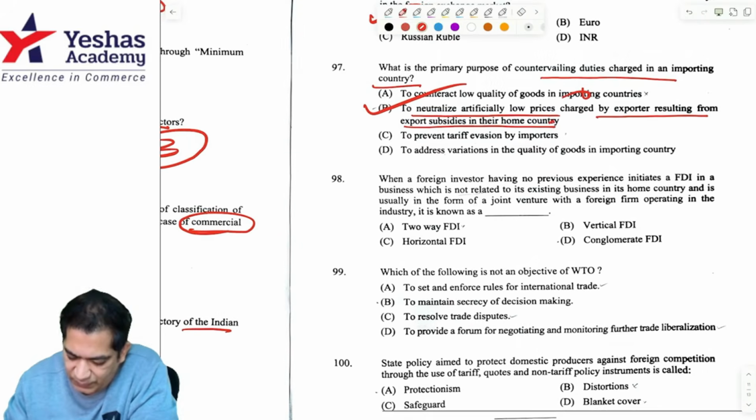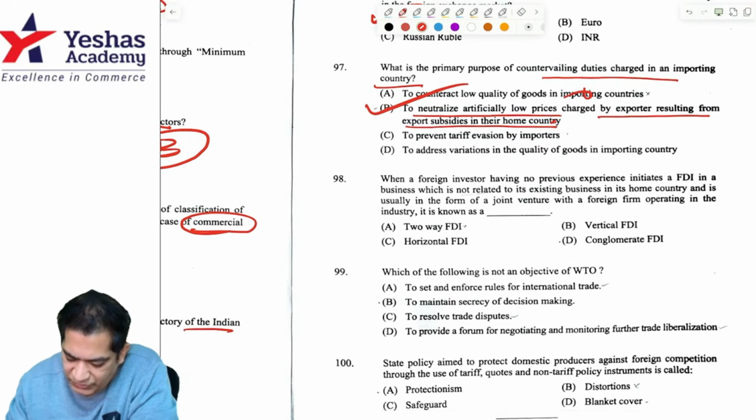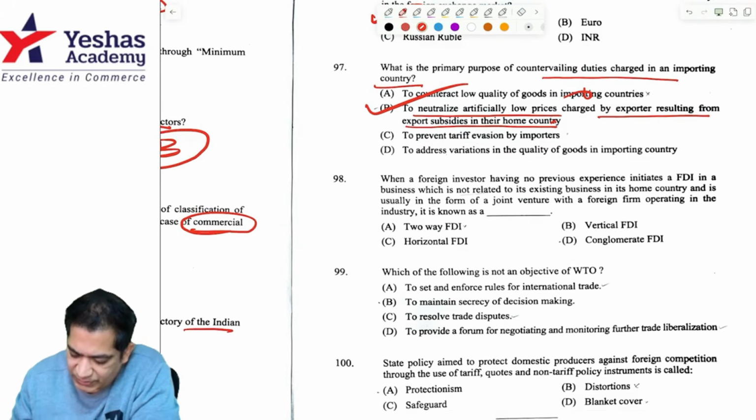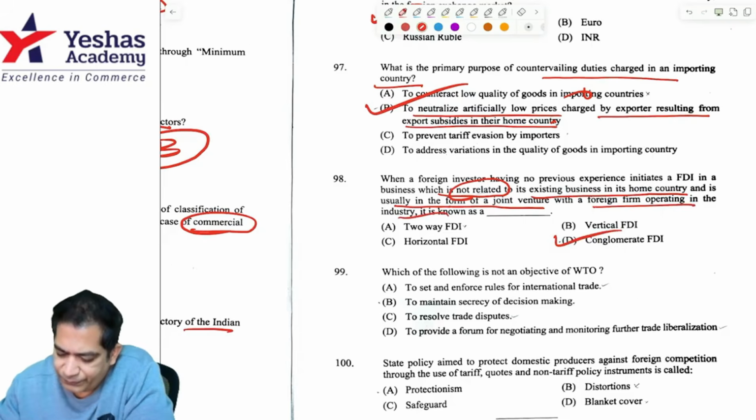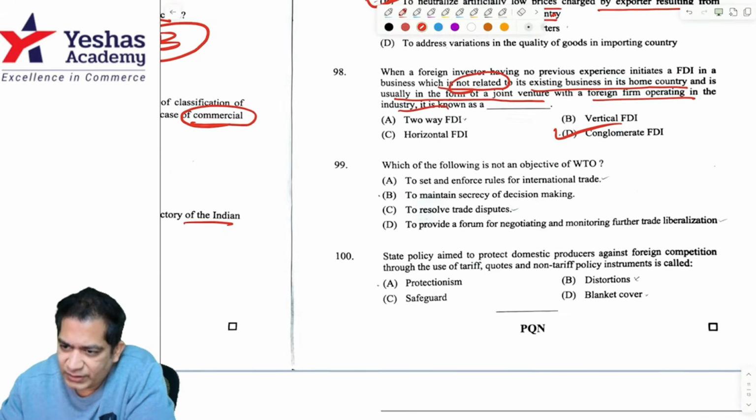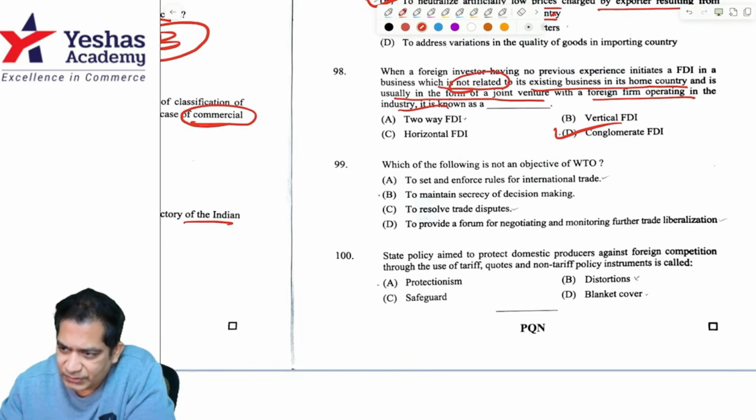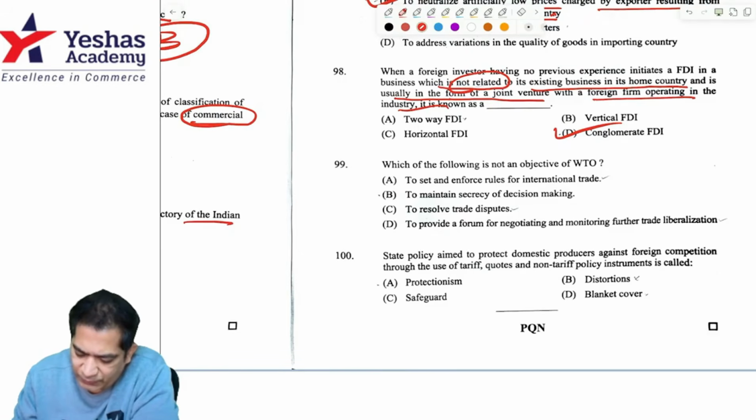When a foreign investor having no previous experience initiates an FDI in a business which is not related to its existing business in his home country, and is usually in the form of a joint venture with a foreign operating firm, so it is conglomerate. I've told you vertical is similar types of business wherein you are purchasing the factor inputs, business related to factor inputs. Horizontal, similar kind of businesses. Conglomerate, different businesses. Which of the following is not an objective of WTO?